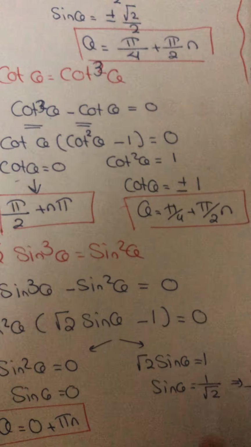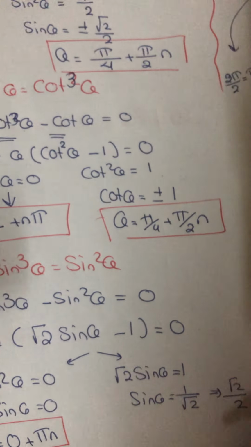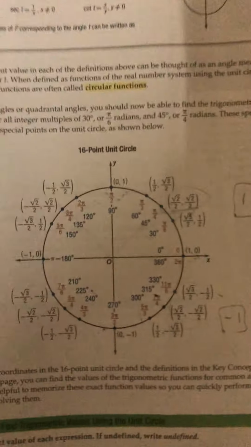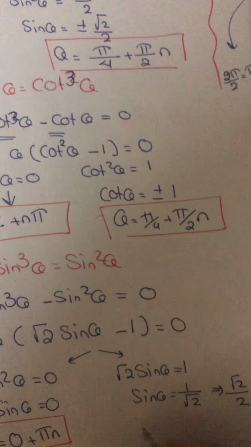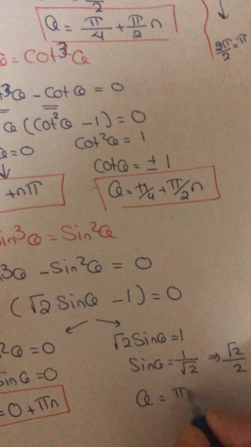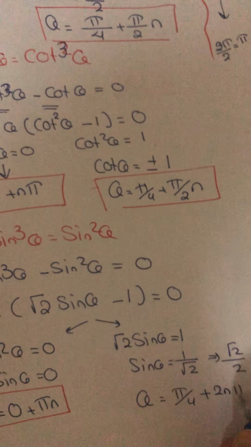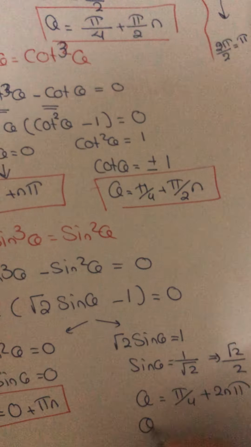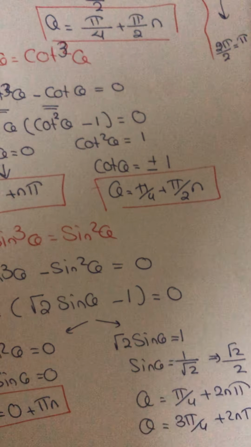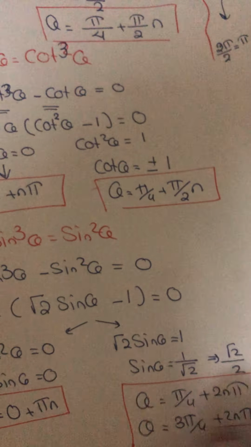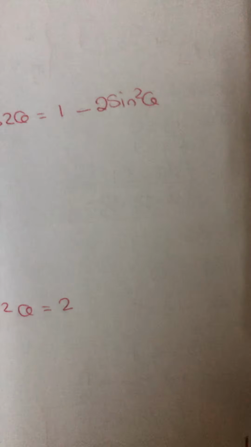And for this one, when is sine equal to root of 2 over 2? Only in quadrant 1 and quadrant 2, at the quarters, here and here. So one of them I will write as theta equals pi over 4 plus 2 n pi, because it will come back after 360, and the other one is 3 pi over 4 plus 2 n pi. That's it for question number 9.